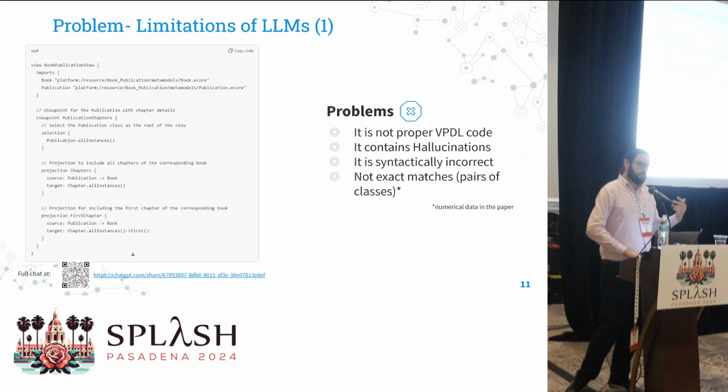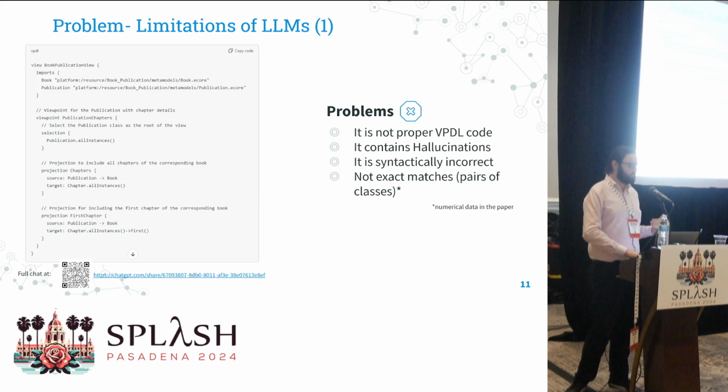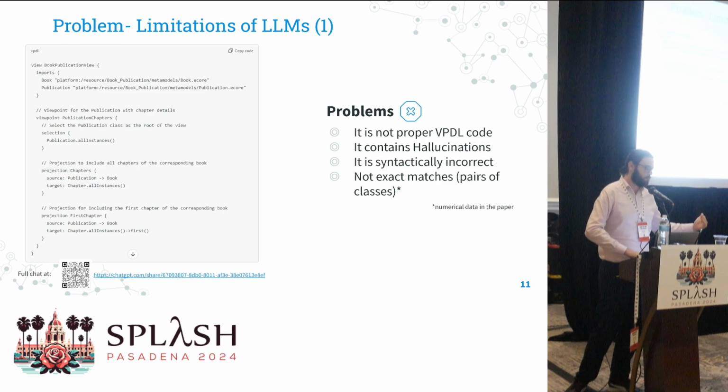Okay, so when we are thinking, we have this problem of how to combine models in a model view, we have the language, what's the most straightforward approach that we can go? Let's go to ChatGPT, ask it: here are the PlantML versions of my metamodels. I want to create a view that combines books and publications. Give me the VPDL code. This is the result I got on a specific chat session that I had.